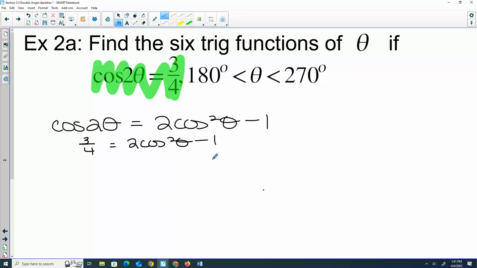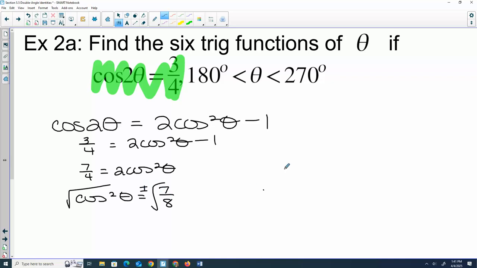And now what we're doing is solving an equation. So if I add my 1 over, and we would have to divide by 2. All right, how do you get rid of a square? Square root. When we add a square root, we need plus or minus. But I can decide the plus or minus from this.